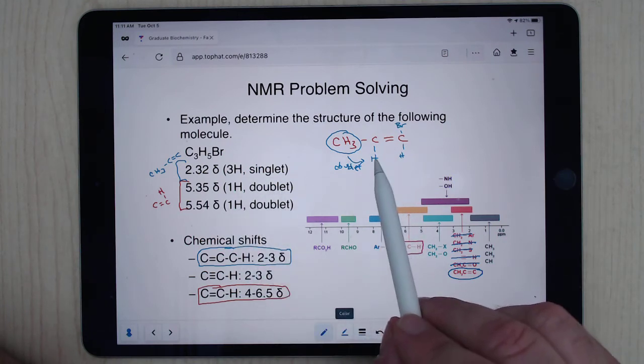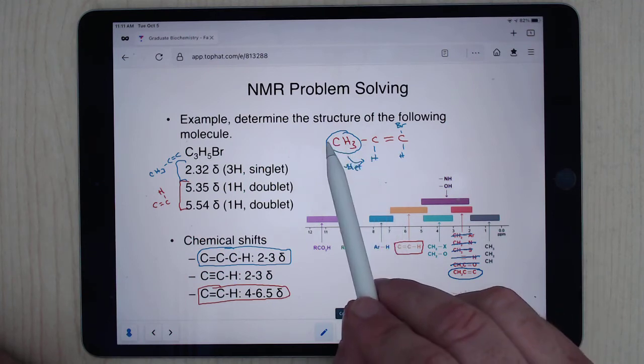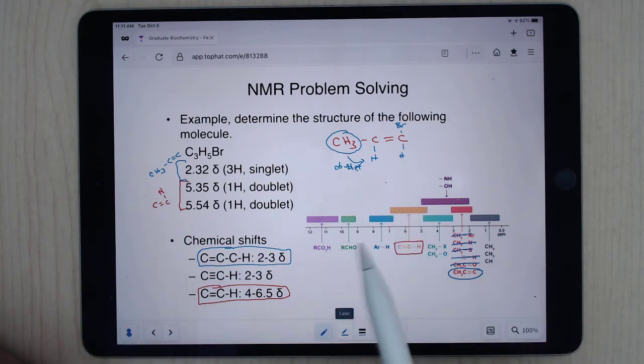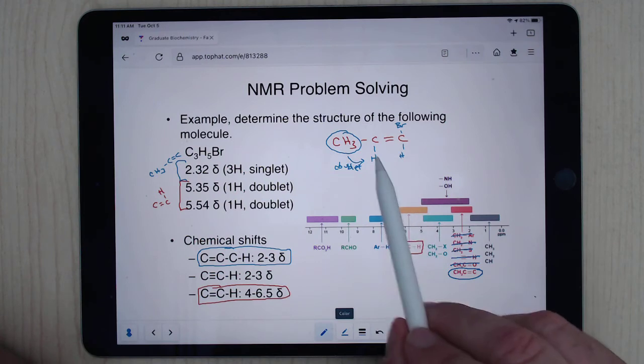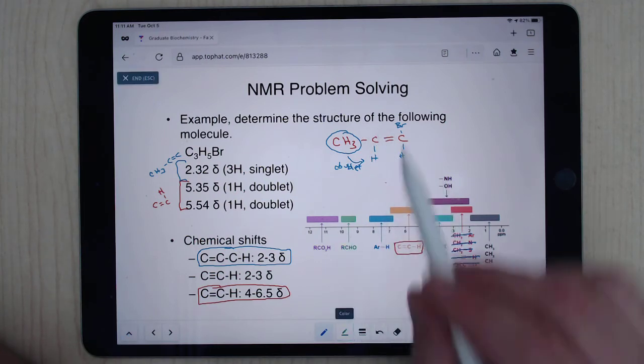Not only would this one be wrong, but this one would be wrong as well, because this would split it to a quartet and this would be a doublet. So you'd have a doublet of quartets or a quartet of doublets. We don't have that, so that signal is wrong as well. So it can't be this structure.